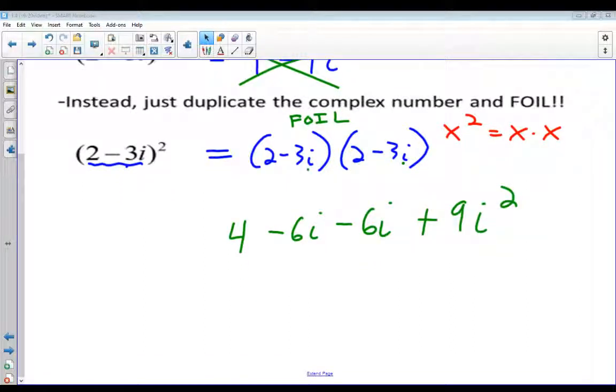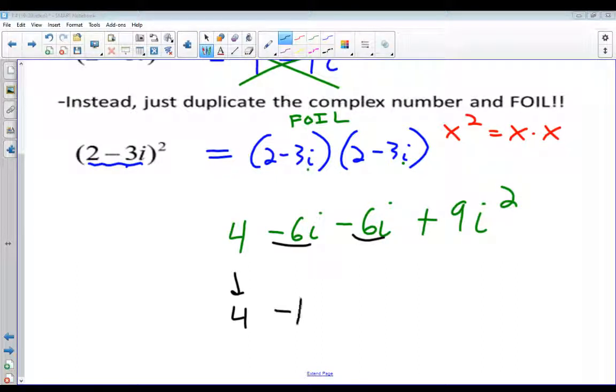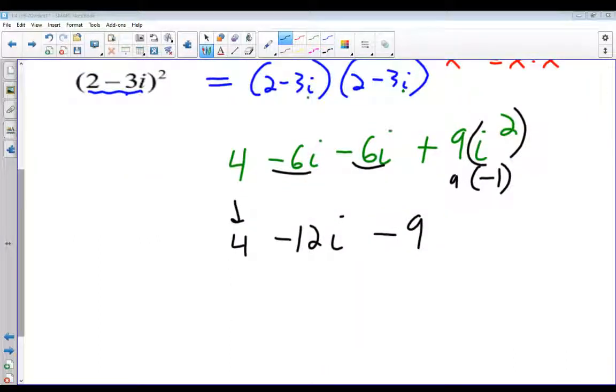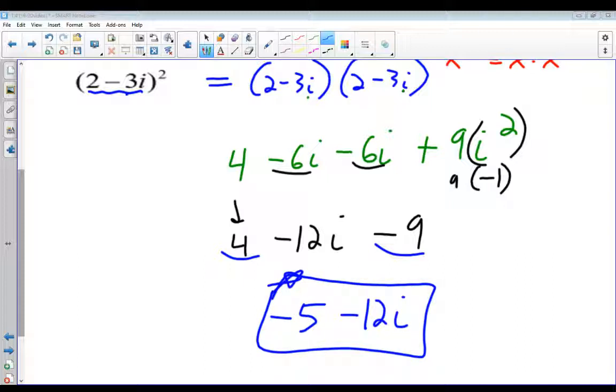And then simplify from here. 4 can't combine yet. Negative 6 and negative 6 combine to negative 12i. The i squared is negative 1. So 9 times negative 1 becomes negative 9. And then last, combine the real numbers, 4 and negative 9, to give you negative 5. And then minus 12i. And that would be the answer for that example.